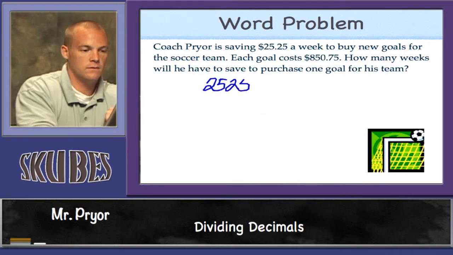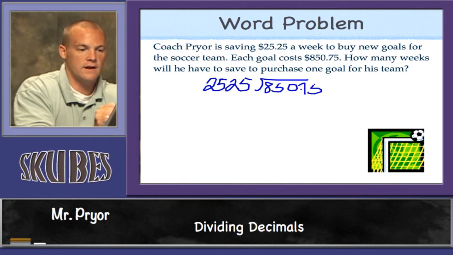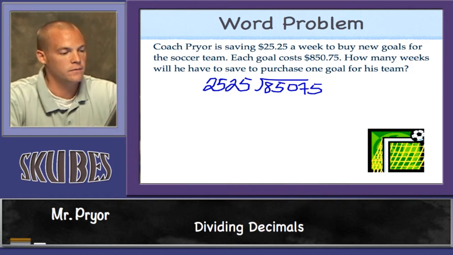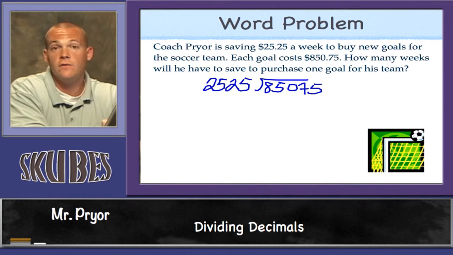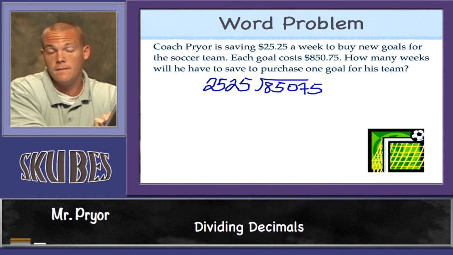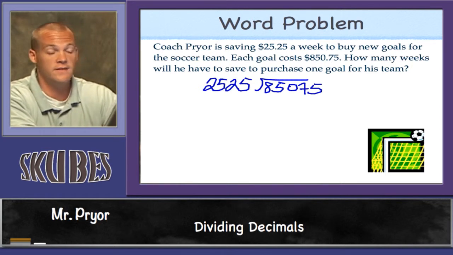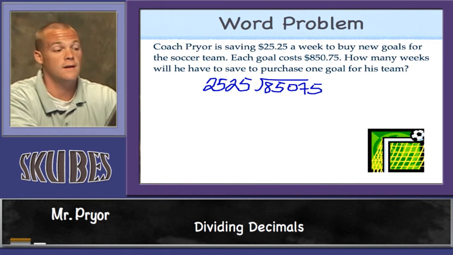25, 25 into 85075. All right, so now we're ready to divide. So yes, we have our work cut out for us, but we can see that we have the furthest number that we need to divide into at this point. 2,525 is not going to go into 850, which would take us to the 0. However, it will divide into 8,507. We just need to figure out how many times.